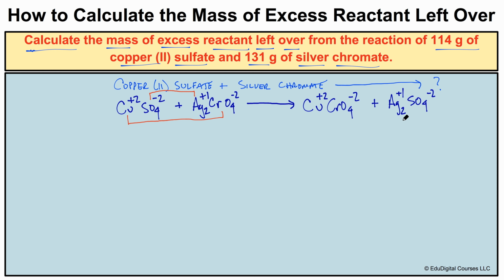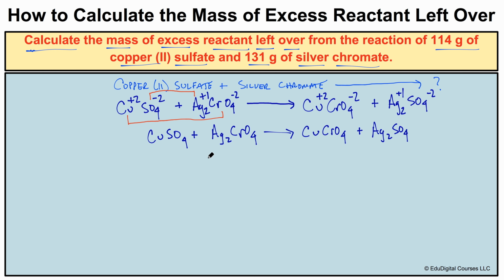And so what is our chemical reaction equation going to look like? Well, let's go ahead and write this without the ionic charges. We have copper 2 sulfate, or CuSO4, reacting with silver chromate, Ag2CrO4. And this is going to end up producing copper 2 chromate, CuCrO4, and silver sulfate, Ag2SO4. And so what we have to do now is balance our chemical equation.